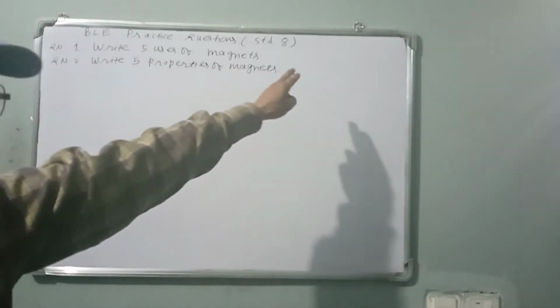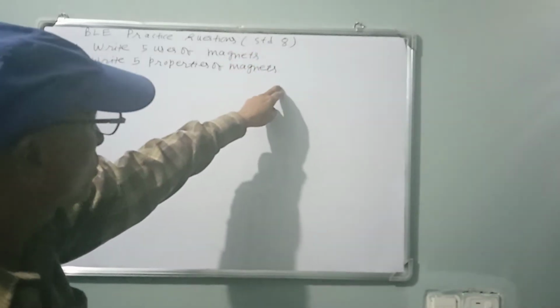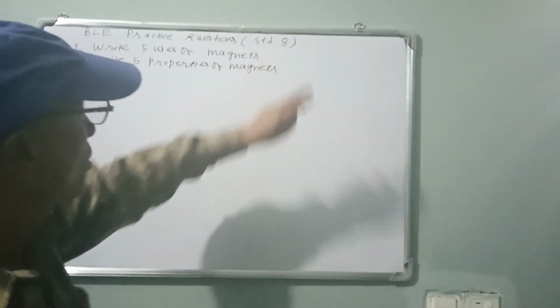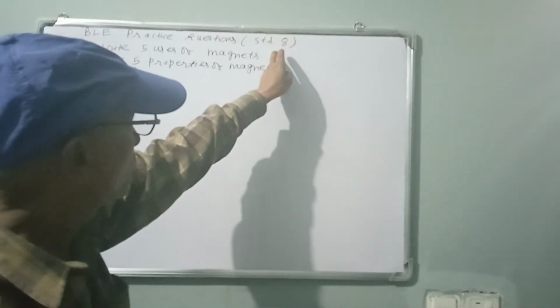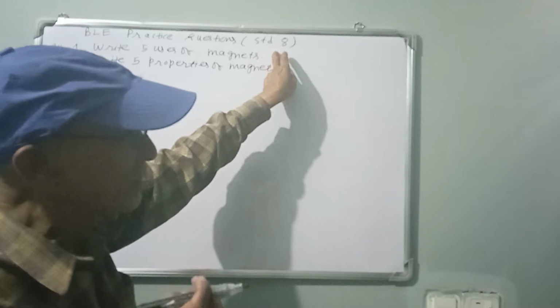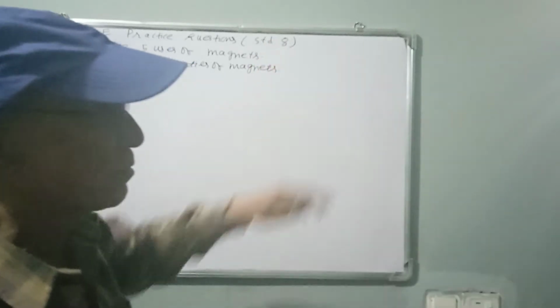Write 5 uses of magnets: for MRI, to lift heavy stones and heavy loads, especially to separate magnetic substances, to separate iron particles from ice, in generators, dynamos and others, so many others.